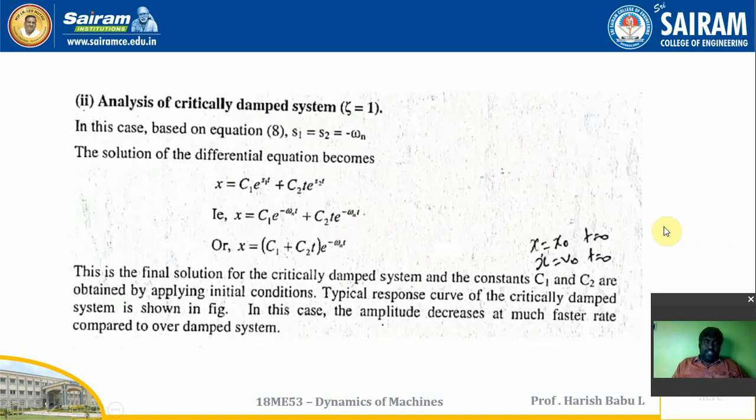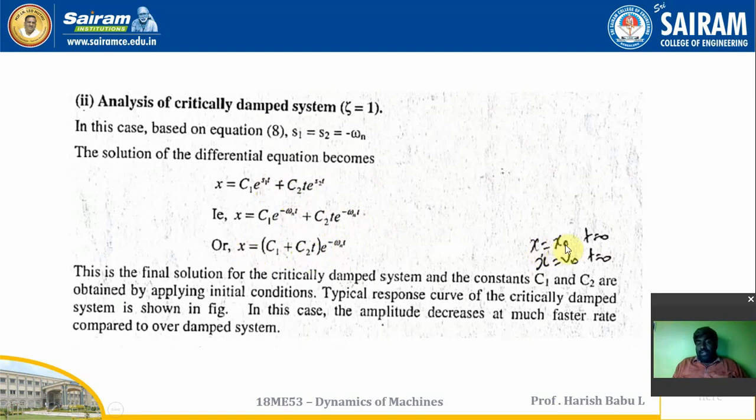Coming to the next condition, the analysis of a critically damped system. When you go for a critically damped system, that is zeta equals 1, the roots will be equal, so S1 equals S2 equals minus omega n. The solution of the differential equation becomes x equals c1 e to the power of s1 into t plus c2 t into e to the power of s2 into t. Substituting minus omega n, I get the equation x equals c1 plus c2 t multiplied by e to the power of minus omega n into t.